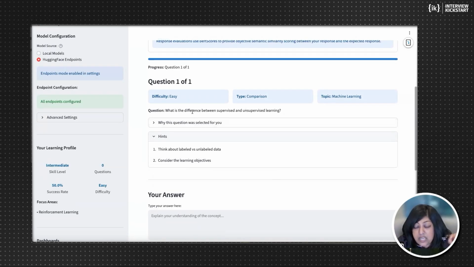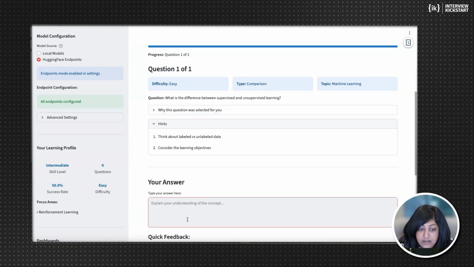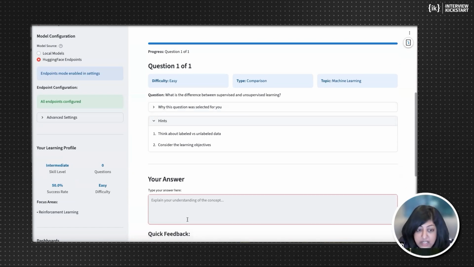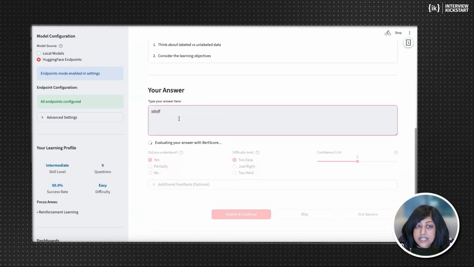That started me with the one that I already have confidence in. What's the difference between supervised and unsupervised learning? It tells me why this question was generated. This is the ML feature. It has nothing to do with observability, but once I put in the answer here, I'm going to give it gibberish for now. And I want to show you this answer.